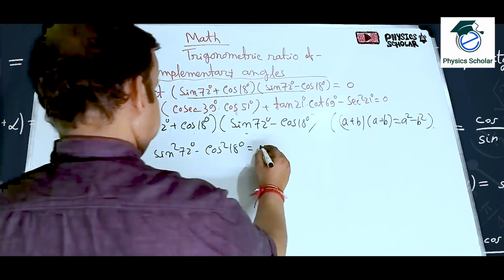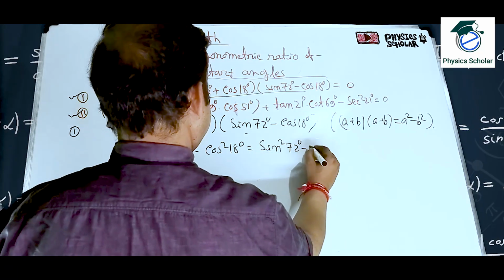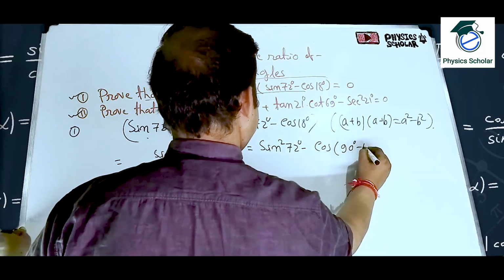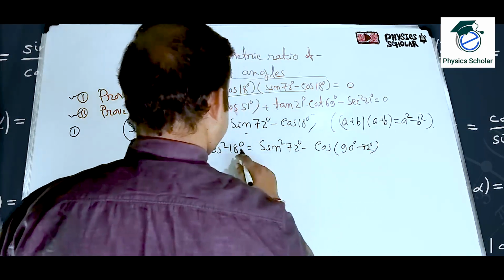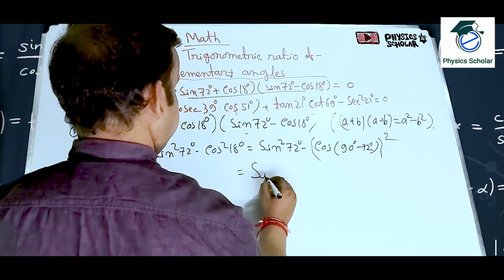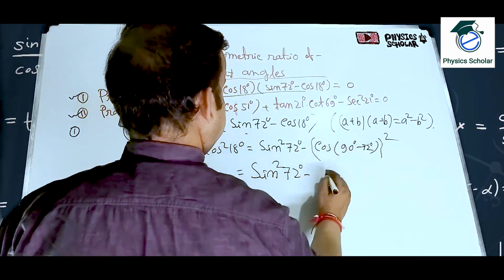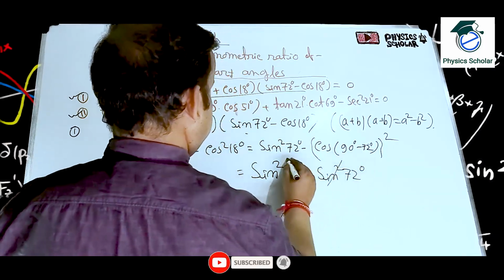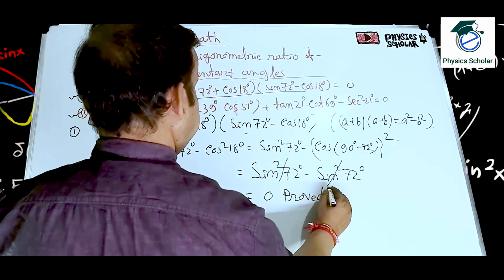So what can we write? Sine square 72 degree minus cos of 90 degree minus 72 degree, that means 18 degree, that square. So sine square 72 degree minus cos (90 minus theta), which means sine 90 minus theta squared. Then sine square 72 degree will cancel. Then it is 0. Proved. So very easy sum.